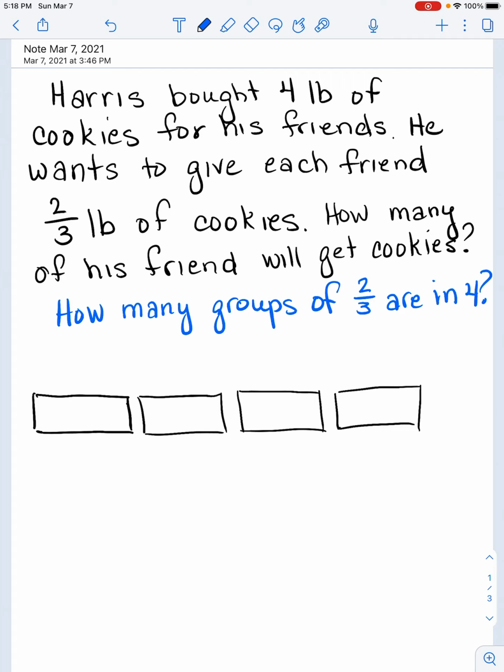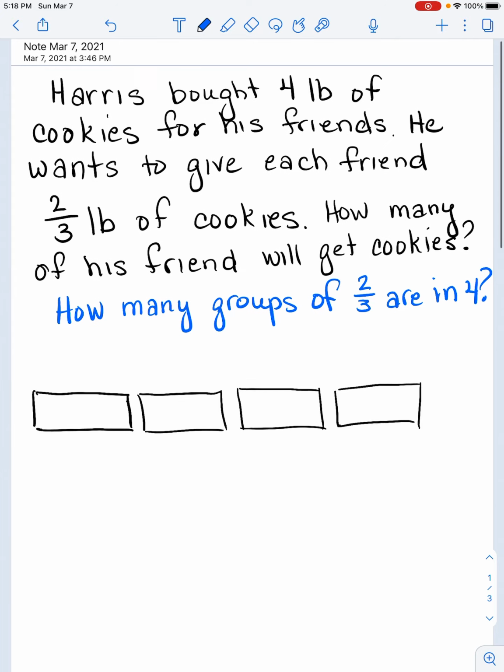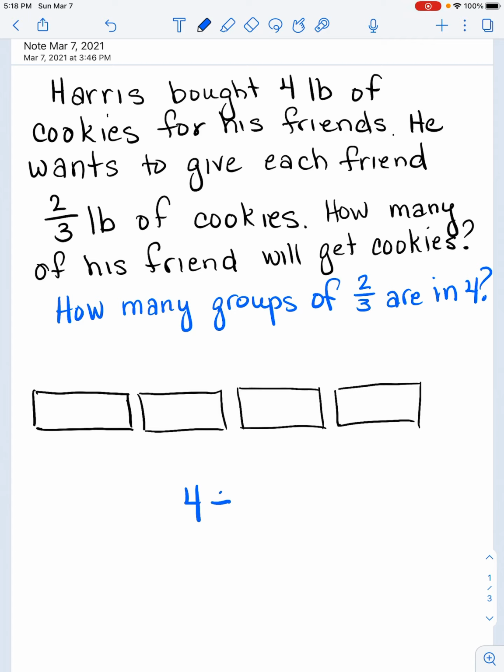If I want to write an expression, I'm going to say, well, I have 4 pounds and I want to divide it equally into groups of 2/3. So what is that going to look like as an expression? It's going to be 4 divided by 2/3.